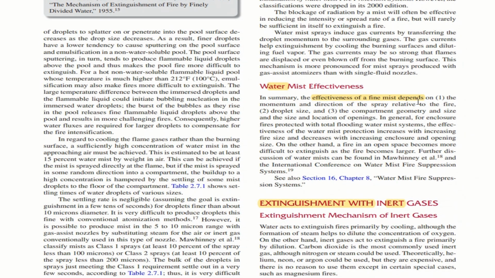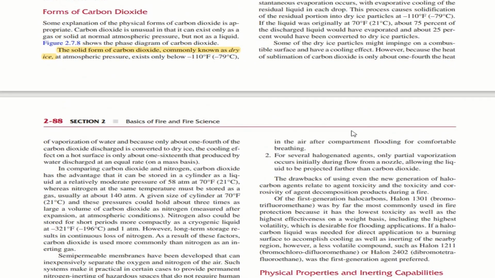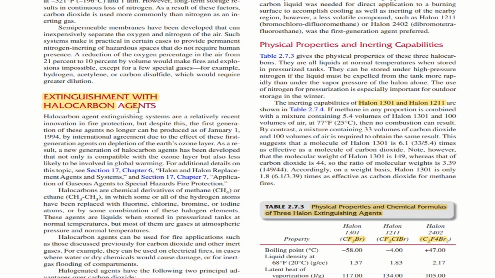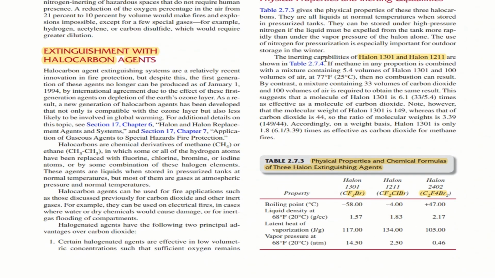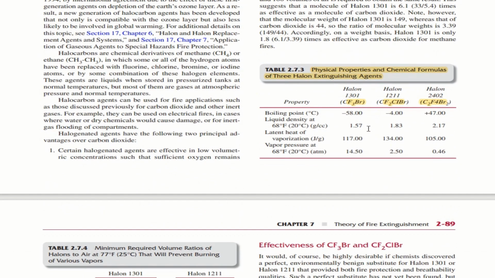Water mist effectiveness depends upon the momentum and direction of the spray related to the fire, droplet size, the compartment geometry and size, and the size and location of openings. Extinguishment with inert gases, the solid form of carbon dioxide commonly known as dry ice. Extinguishment with halocarbons, and this table is very important. Physical properties and chemical formulas of three halogen extinguishing agents. Maybe they might ask a question from this as well.